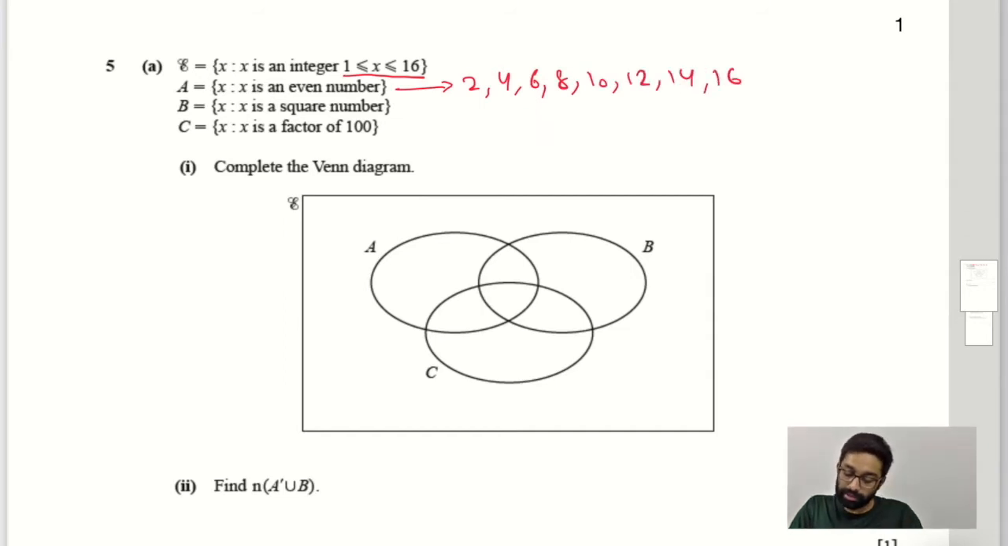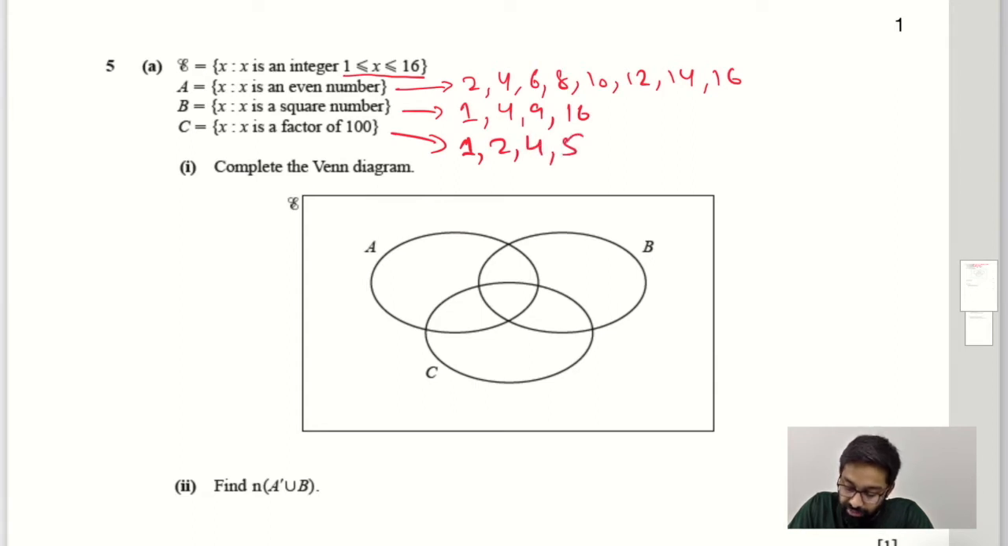B consists of all the elements that are square numbers. So we start from 1, then the next is 4, then 9 and then 16. C consists of all the elements that are factors of 100. So 1 is a factor. What else is a factor? 2 is a factor. 4 is a factor. 5 is a factor. And 10 is a factor.